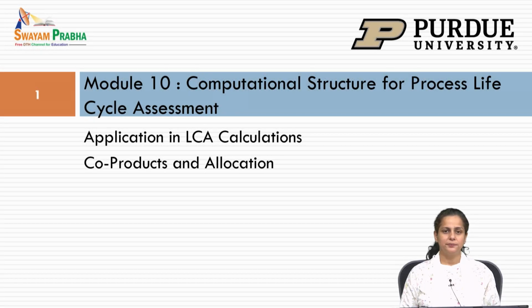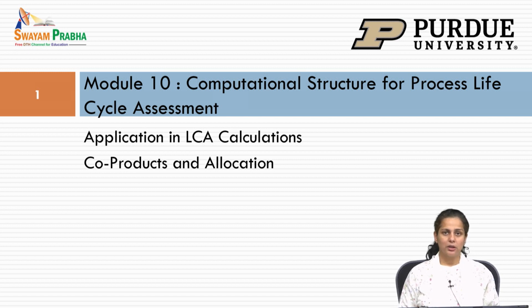Welcome to module 10. In this module, we will go over some of the calculations using the process network algebra that we learnt in the last module. In the last module, we considered a simple system where we had only one product. We will also, in this module, go through some of the systems where we have multiple co-products from the same process and see how we modify the process network algebra to accommodate multiple products.